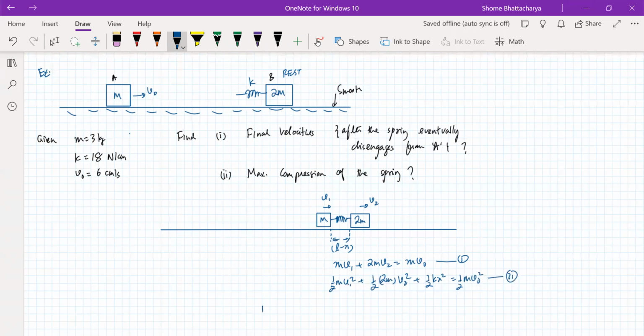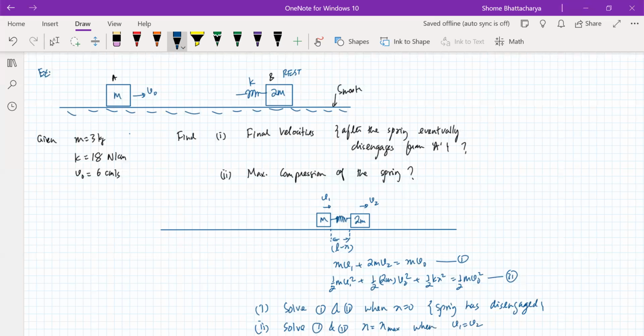Okay, so for the first part, solve equation 1 and 2 when x is equal to 0. Okay, so the spring has disengaged. And for the second part, what is the special condition for x to be maximum? Their relative speed should become 0.